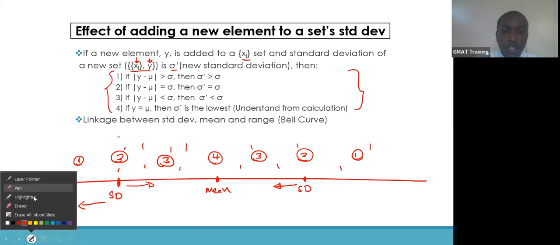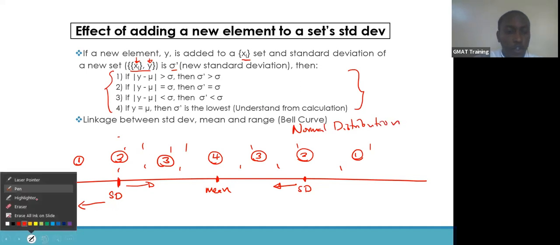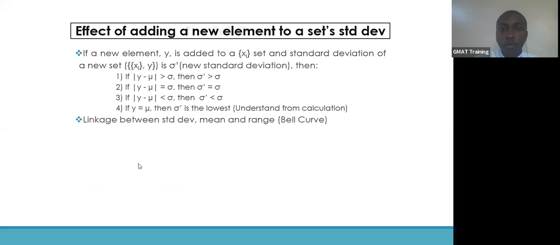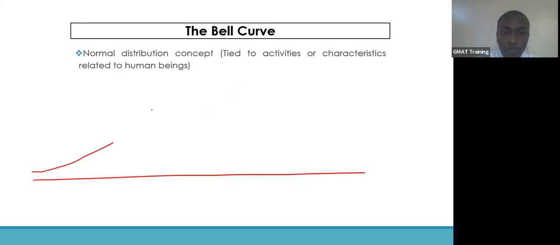And we can express this in terms of the linkage between the standard deviation, the mean, and the range. We're using the bell curve, also known as the normal distribution. The normal distribution usually happens when you relate activities or characteristics to human beings, the production of instruments, the characteristics of human beings, being tall, being short, the weight of human beings, and so on and so forth. And this is represented by a bell curve, which I'll draw, usually depicted in that manner.